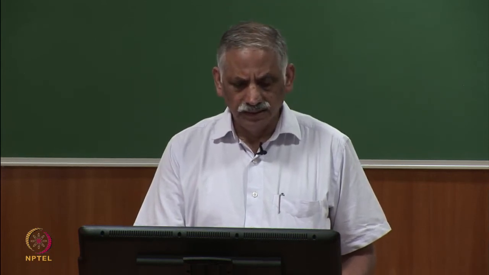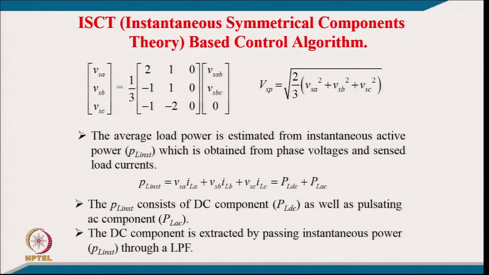So, this is the explanation through the block diagram, and these are the mathematical expressions. As I already discussed, we sense only 2 line voltages in a 3-phase 3-wire system, and from that we calculate the 3-phase voltages by using this transformation.